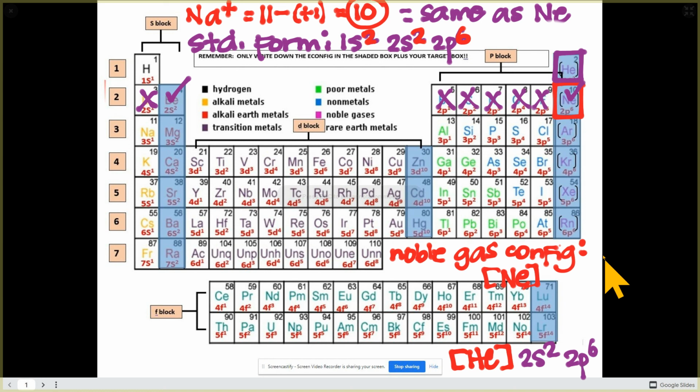All right, so wait a minute. Which one is the correct answer for noble gas configuration? This one or this one? Actually, they're both correct. For our tests and quizzes, most of the time I will accept both.